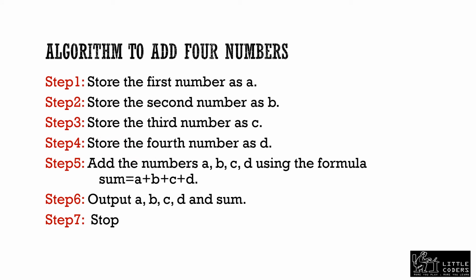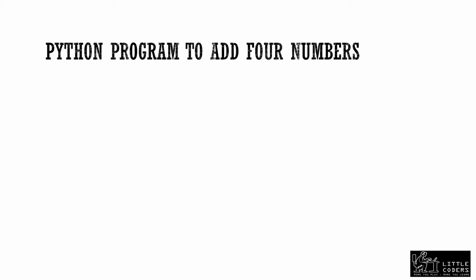Suppose we want to find the sum of 4 different numbers. Let us store the first number as a, the second number as b, the third number as c, and the fourth number as d. These are the first 4 steps of our algorithm to find the sum of 4 different numbers. Then the fifth step is to add the above numbers a, b, c, d using the formula sum is equal to a plus b plus c plus d. The next step, step 6, is output a, b, c, d as well as the sum. Naturally, the last step is stop, which is the end of the algorithm.